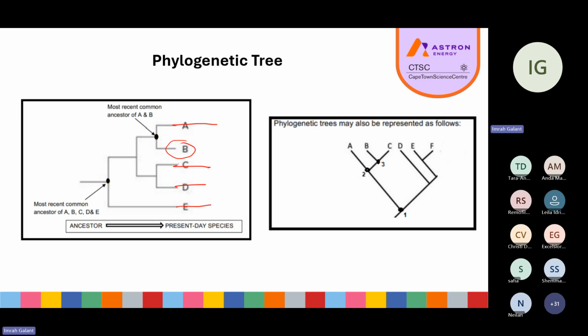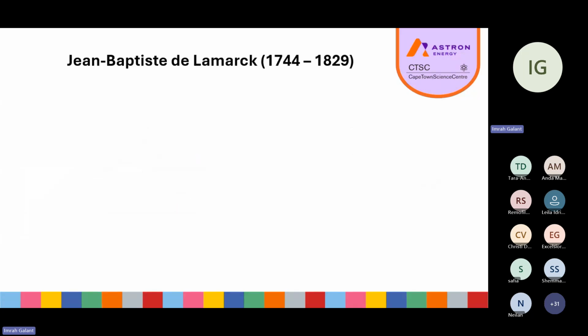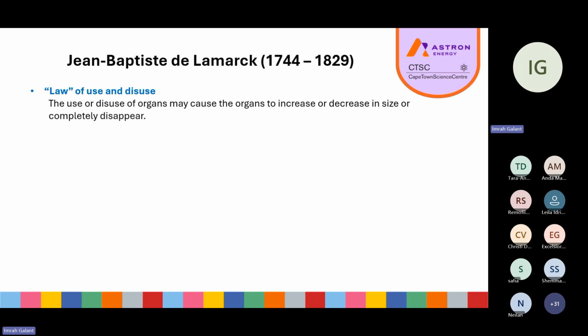Okay. So what's going to happen now with evolution? We're basically just going to cover a few of the important parts of evolution, and we're going to start off with Jean-Baptiste Lamarck and a few of his theories of evolution. So what did he say? Lamarck's theory was based on 2 things. The first law was the law of use and disuse. He said that the use or disuse of organs may cause the organs to increase or decrease in size or completely disappear.